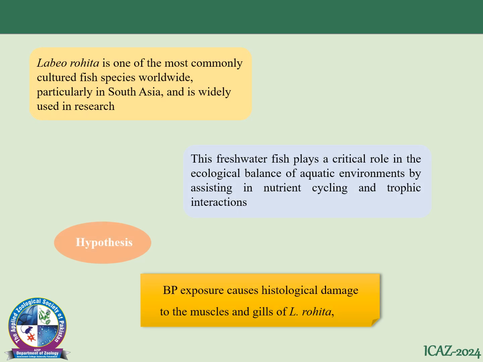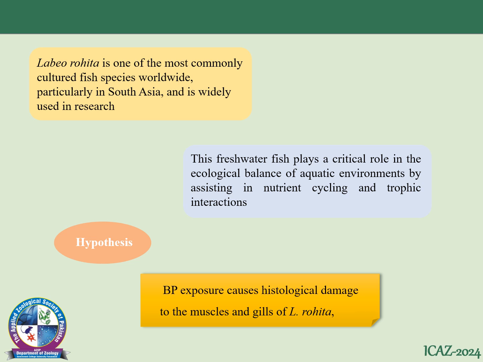Now the question is why I selected Labeo rohita as the test organism. As we know, Pakistan is located in South Asia, and this species is widely cultured in South Asia, so it is easily available. And the second is that this freshwater species is important in the nutrient cycle and trophic nutrition. By doing this, it plays an important role in the ecological balance of the aquatic environment.